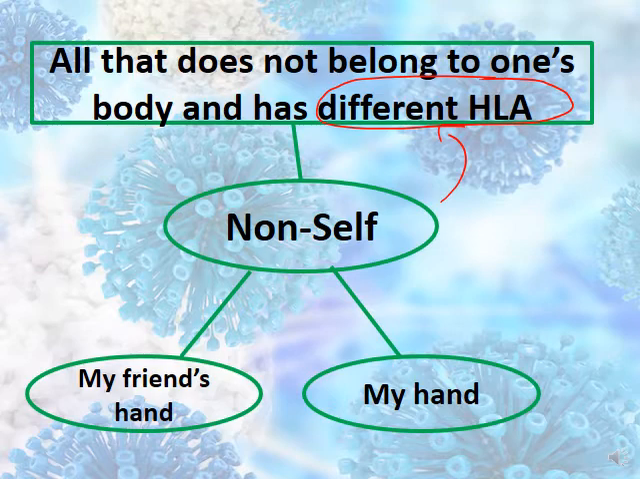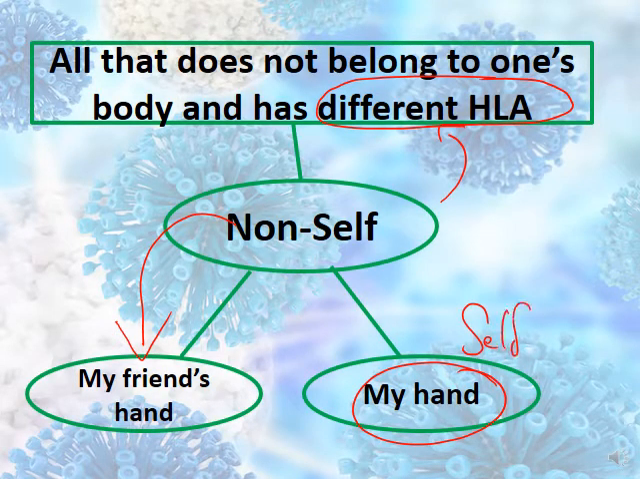We said that the self is all that belongs to one's body and they have the same HLA, while the non-self is all that does not belong to one's body and they have different HLA. Example about the non-self: my friend's hand, my friend's kidney, my friend's lung. Non-example: my hand. This is my hand. Example about the self.